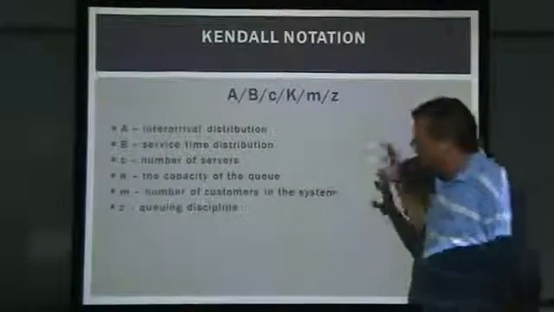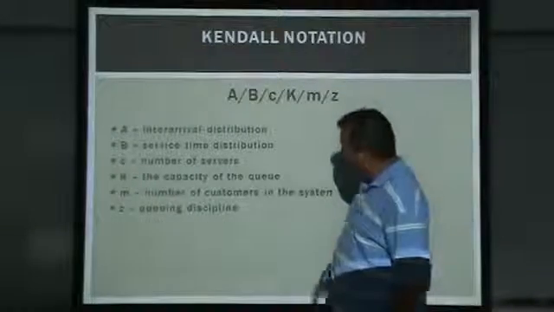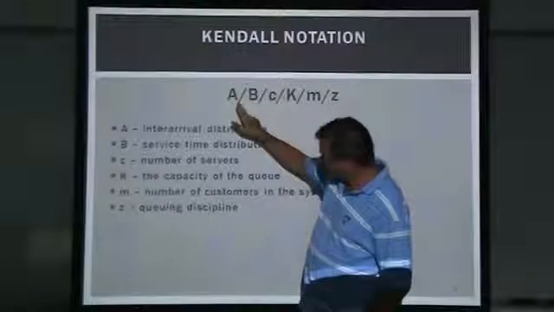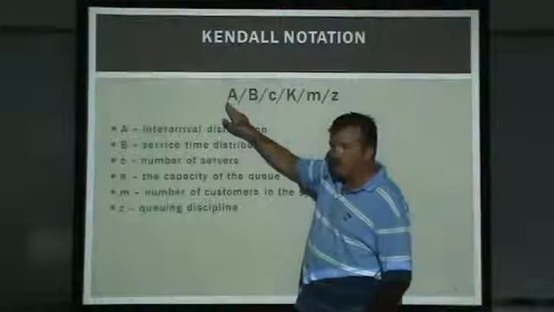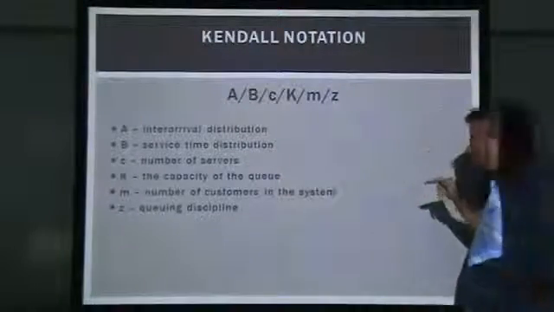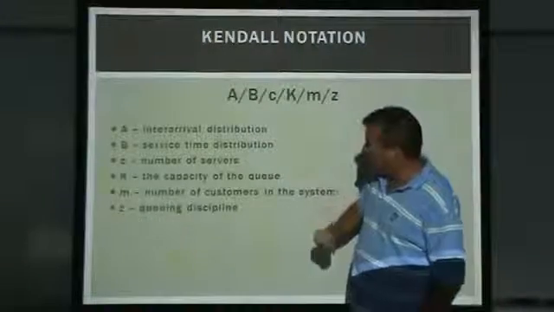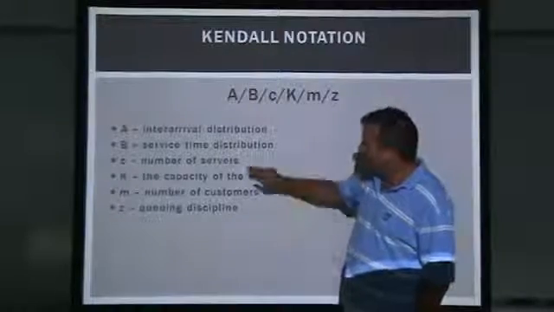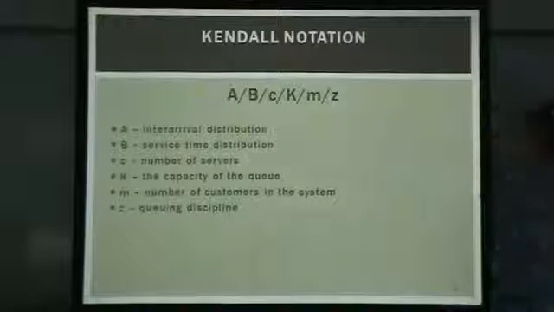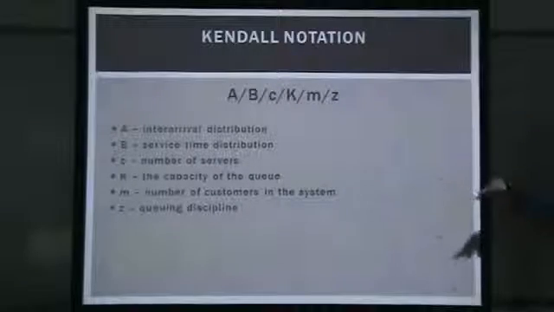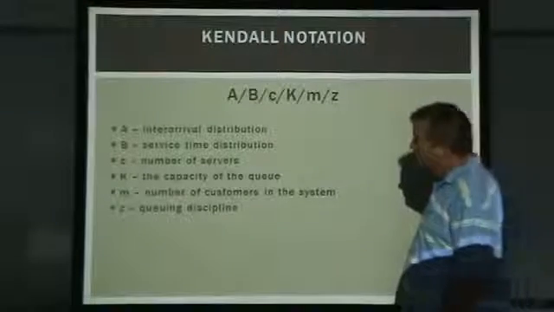So when we analyze a queuing system, we're going to use this notation. This is called Kendall notation. We're going to have the probability distribution for the arrival distribution. The second one could be the probability distribution for the service time. The third one could be the number of servers. The fourth one could be the capacity of the queue. In the last example, it was an infinite queue, but we could have a capacity on the queue.